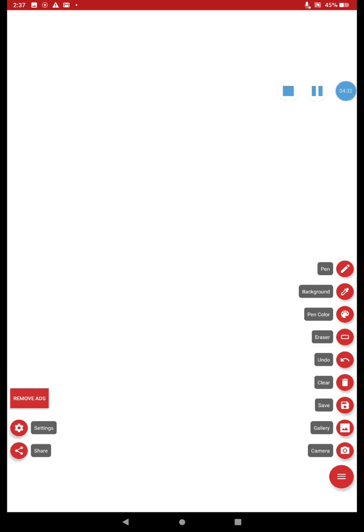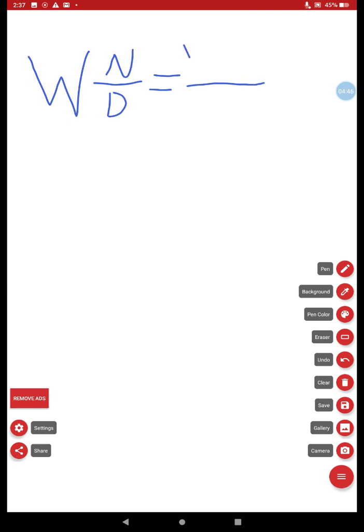You need to remember that whole number in my numerator over my denominator equals my whole number times my denominator plus my numerator over my denominator. Okay, that's something you need to remember. Why do I need to do that?